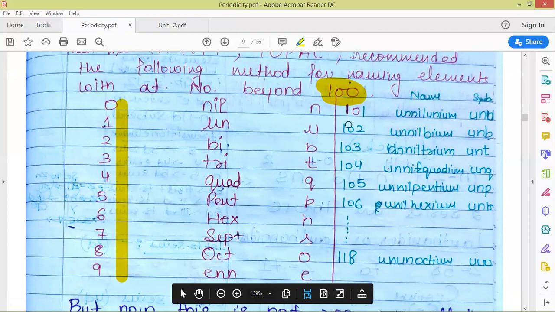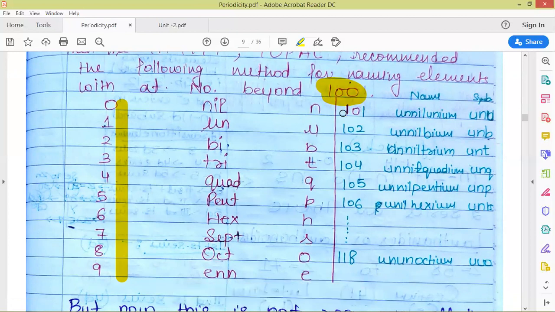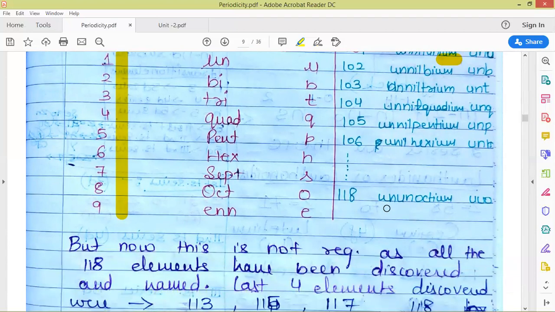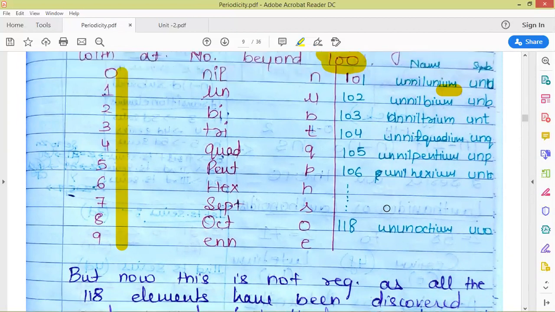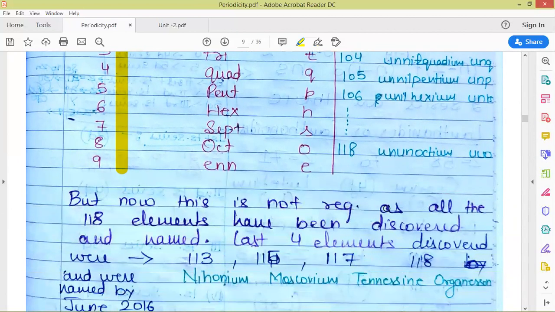So based upon this, if the atomic number is 101, the name is un, nil, un: un for 1, nil for 0, and un again for 1, and it ends with the suffix ium. So every element was named like this, and the symbol given was Unu, and for this one the symbol was Unb, that means un, nil, bium. So this was the method recommended by IUPAC nomenclature for the naming of elements which were not discovered.